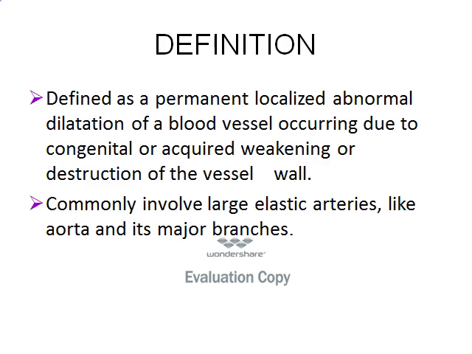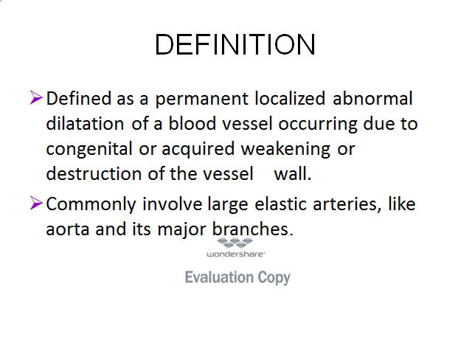Now, what are aneurysms? Aneurysms are defined as a permanent, localized, abnormal dilatation of the blood vessel. So, it is the dilatation of the blood vessel which is permanent, means it is not reversible. It is a localized dilatation and it is an abnormal dilatation. And this dilatation occurs due to either a congenital or an acquired weakening or destruction of the vessel wall.